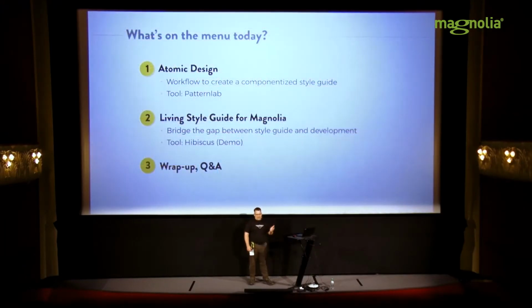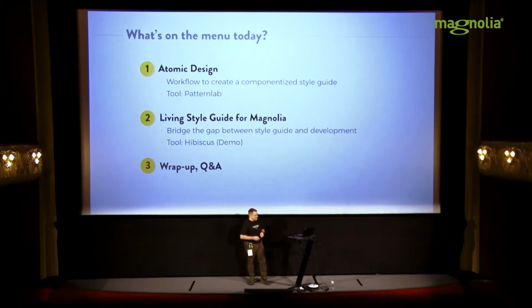All right, so what's on the menu today? We have first an introduction about atomic design. That's a workflow that you can follow to create a componentized style guide. And if you use the tool Pattern Lab, you really have code in the end, front-end code. The second part will be about bridging this style guide into Magnolia so that this style guide becomes a living style guide. We developed an extension or tool of Pattern Lab that we call Hibiscus to do that. And there will be a demo.